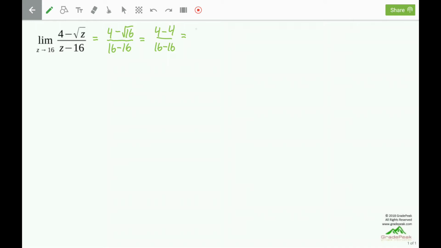In the numerator we have 4 minus 4, which is 0. In the denominator we have 16 minus 16, which is also a 0. We have the 0 over 0 indeterminate form. We will have to rework this.